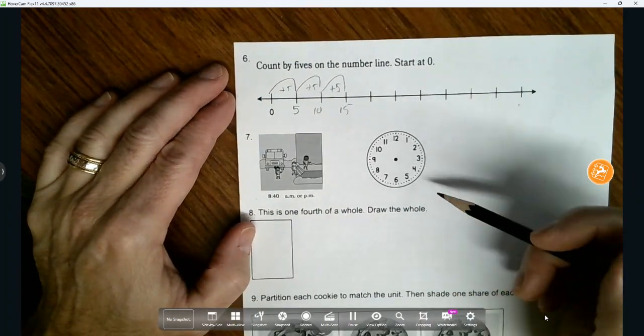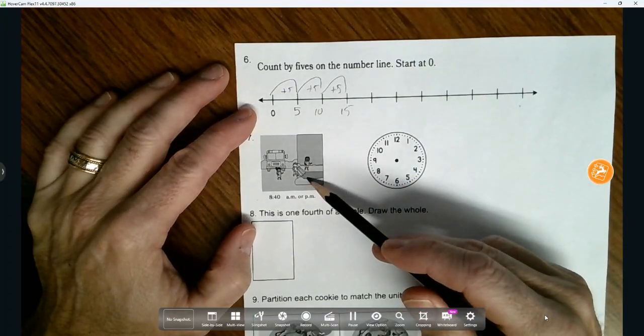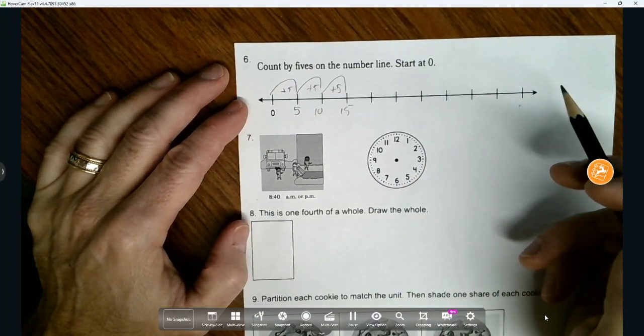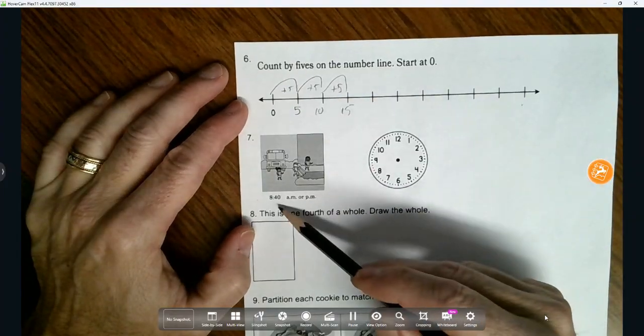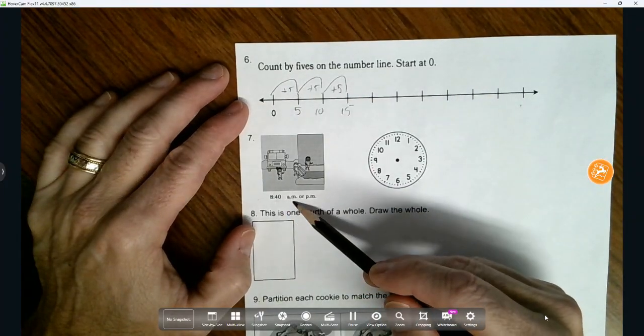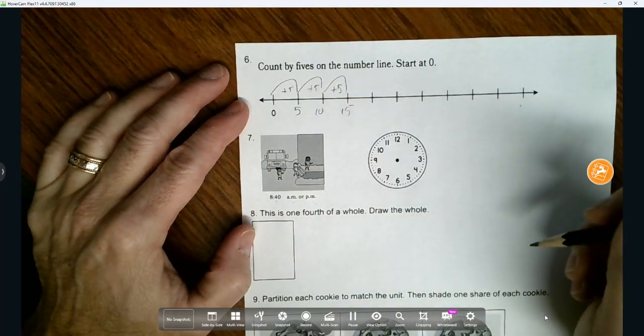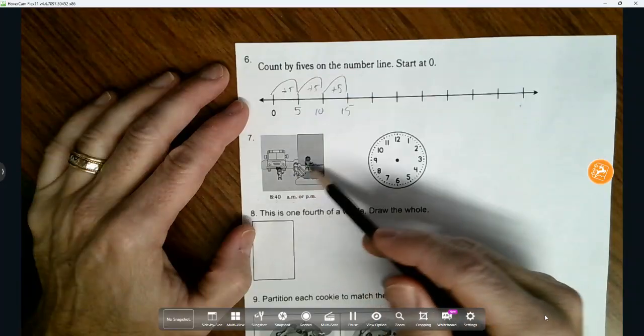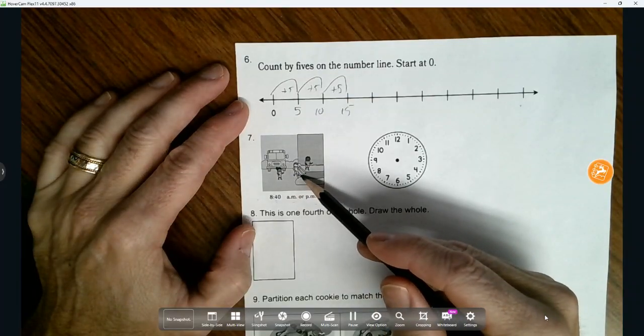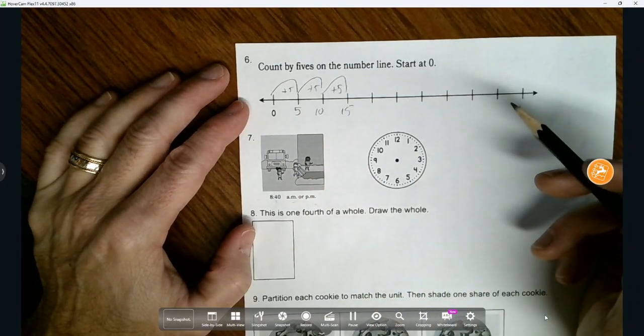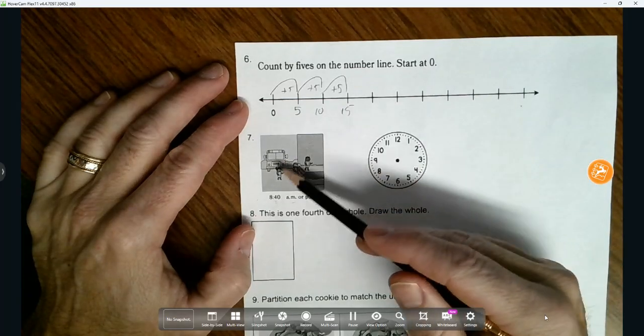Alrighty. We got to draw some time and say, if we think this is AM or PM, and put it on the clock. All right, we got this one. So it says 8:40 AM or 8:40 PM. I want you to think about when you go to school. Because look, there's a school bus, there's kids with backpacks. I'm going to guess this is the front steps leading up to the school. All right. It looks like they're going to school.